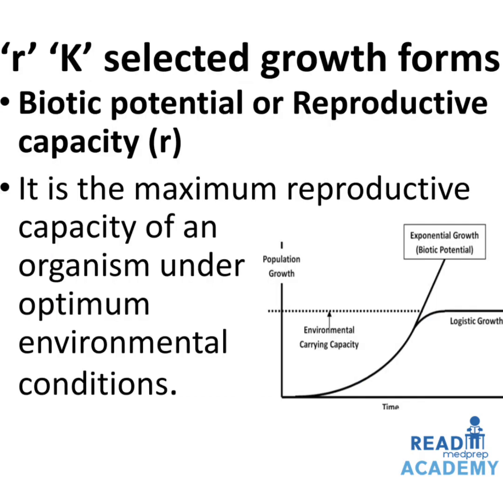R or K selected growth forms. Biotic potential or reproductive capacity is the maximum reproductive capacity of an organism under optimum environmental conditions. You can see the curve on the right side below where the y-axis is the population growth and the x-axis is the time. The growth occurs till a level of the environmental carrying capacity.